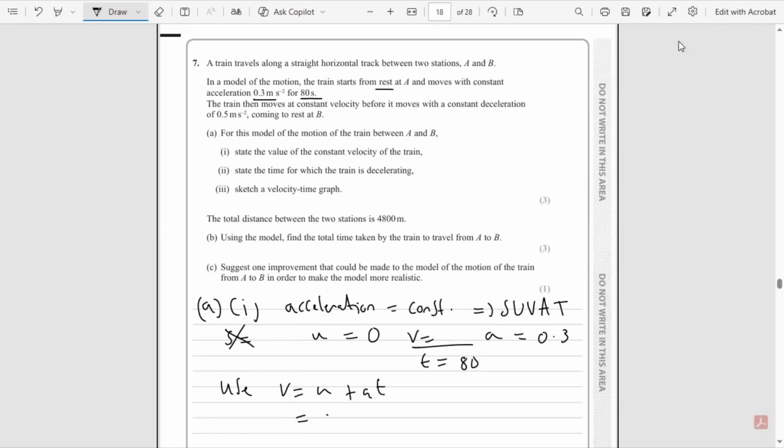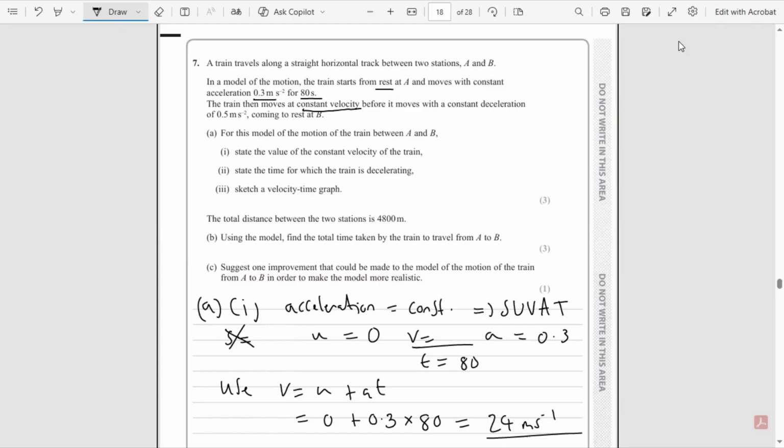So V is equal to 0 plus 0.3 times 80. If we do 80 times 0.3 on the calculator, that gives us 24. So 24 meters per second would be our constant speed. So we accelerate for 80 seconds and then we reach this constant velocity of 24, and then we come to a deceleration.